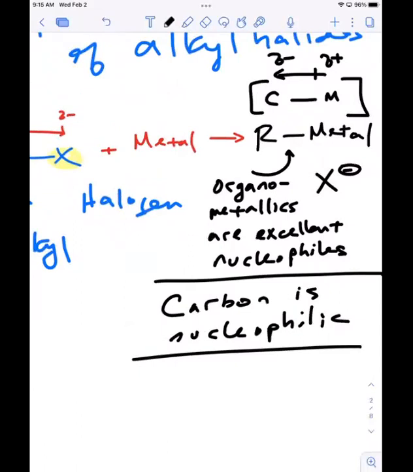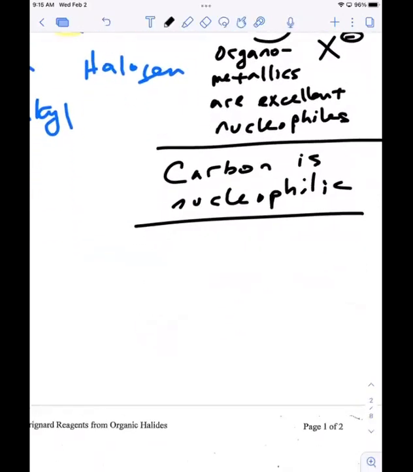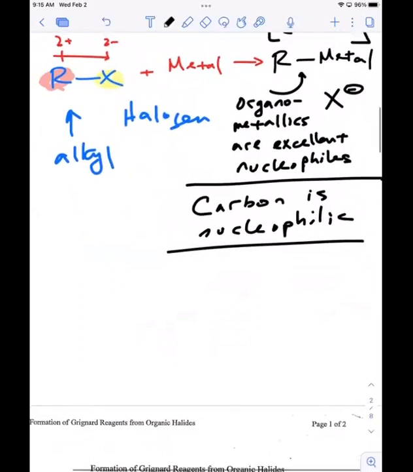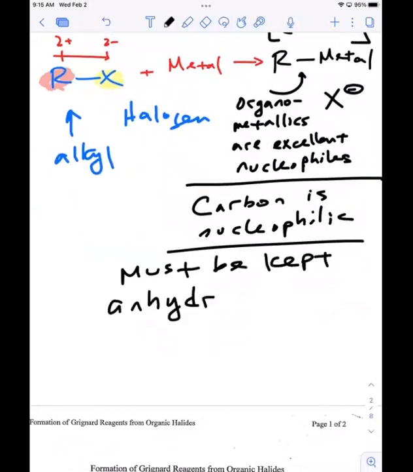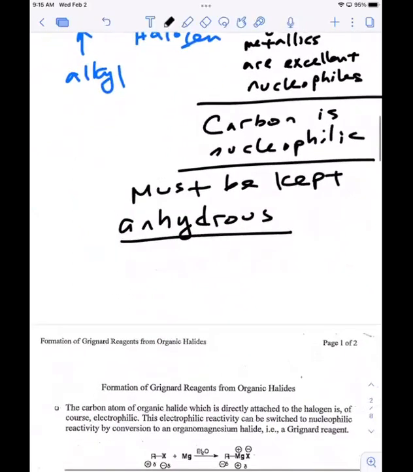All right, so these are, again, great nucleophiles, and they react with electrophiles rapidly. They're also very sensitive to water. So anytime you put an organometallic in the presence of water, it's going to destroy it. So it has to be kept anhydrous. No water.